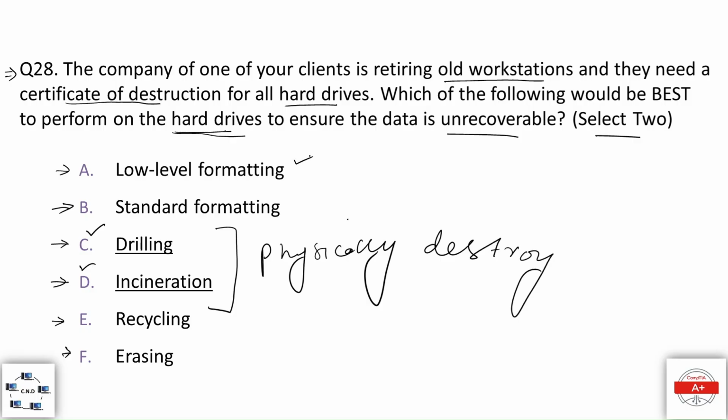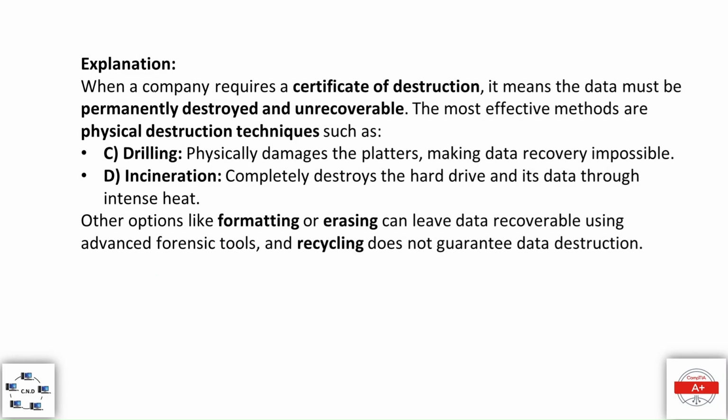Other methods are software or logical methods, and there are chances that data can still be recovered when they are formatted or erased. So the foolproof method is physically destroying the hard drive, either through drilling, incineration, or crushing. So when a company requires a certificate of destruction, it means the data must be permanently destroyed and unrecoverable.